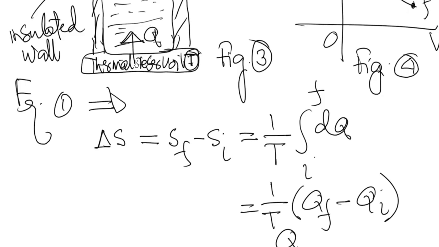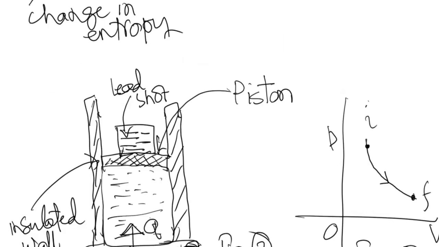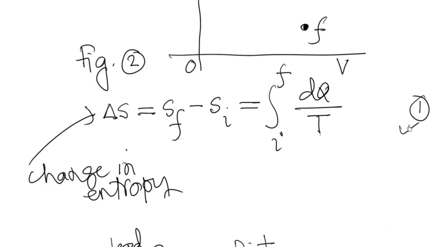Now we can summarize. To find the entropy change for an irreversible process occurring in a closed system, we replace that process with any reversible process that connects the same initial and final states, and then calculate the entropy change for this reversible process by applying equation 1, this equation.